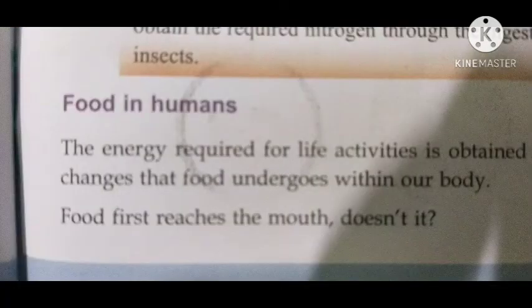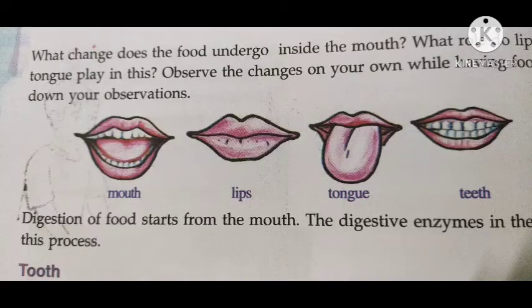The digestion starts in the mouth, parts of the mouth and its functioning. Then saliva, salivary glands. The enzyme present in saliva is the salivary amylase, that is known as ptyalin. Okay. Then tooth. Then what about tooth?